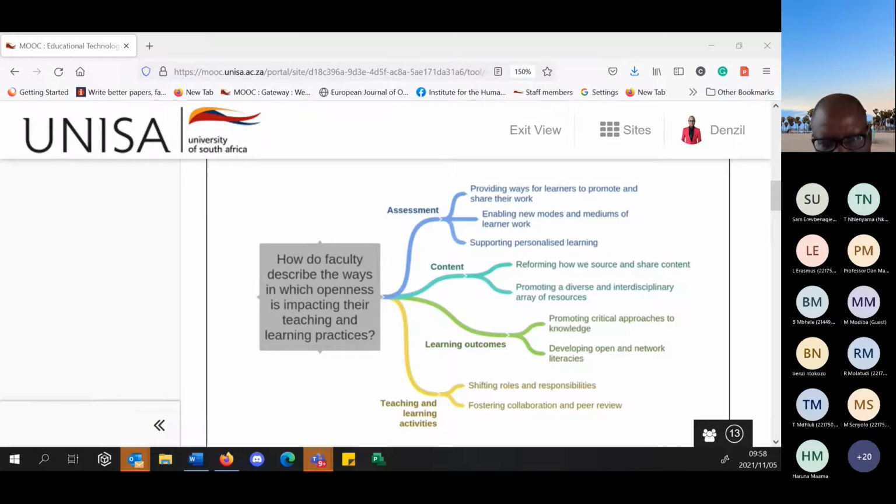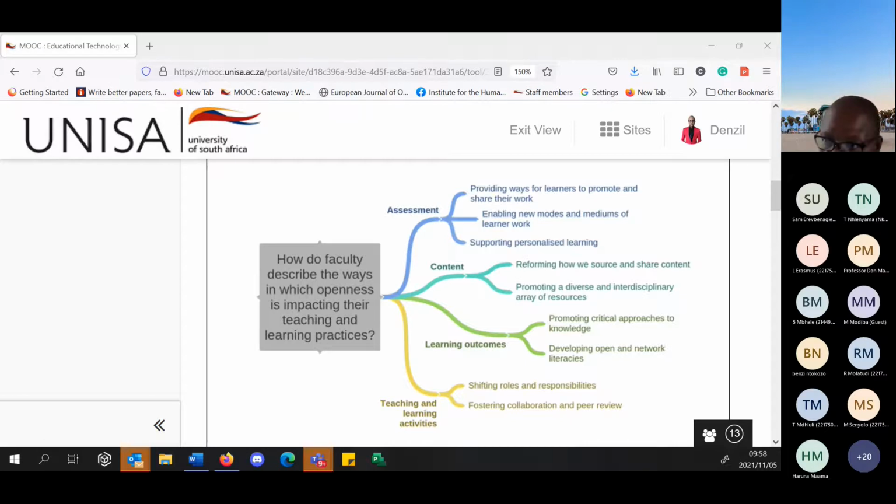Content: reforming how we source and share content, promoting a diverse and interdisciplinary array of resources. So it means tapping into a wider spectrum of resources, a wider spectrum of what we see as content, right? And that actually is quite interesting, because if you look at how the universities are now evolving in the South African context, the entire question of indigenous knowledge systems is now becoming part of the vision and mission statements that we are foregrounding as our universities, right? And this talks about openness. How we create open spaces to engage with those spaces that we are now considering indigenous knowledge subjects.